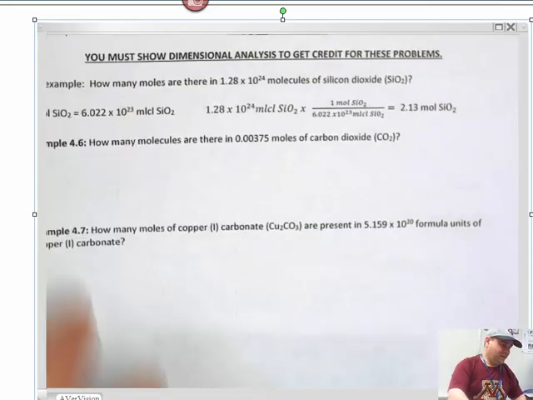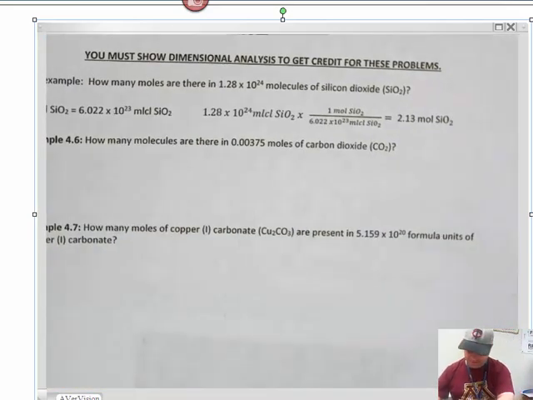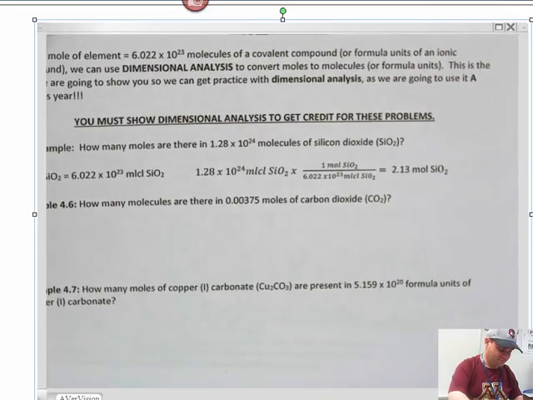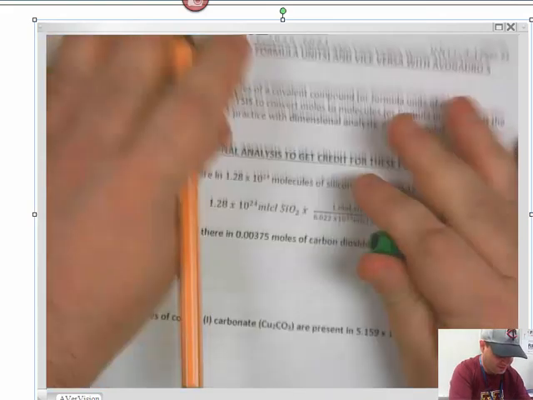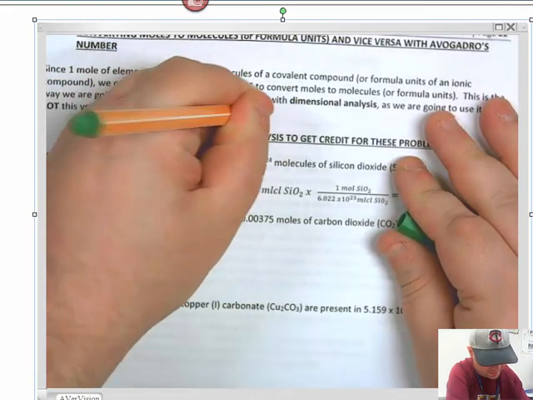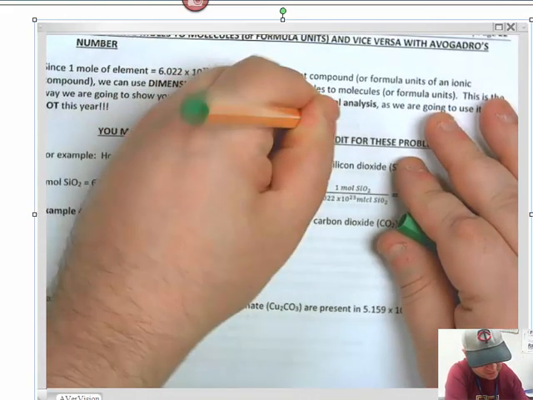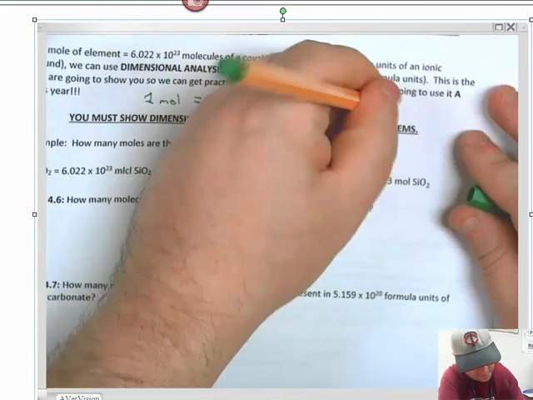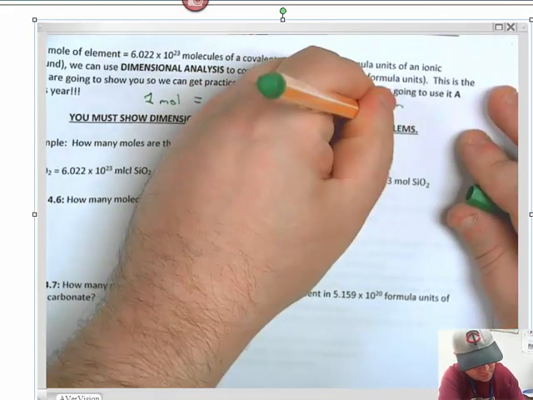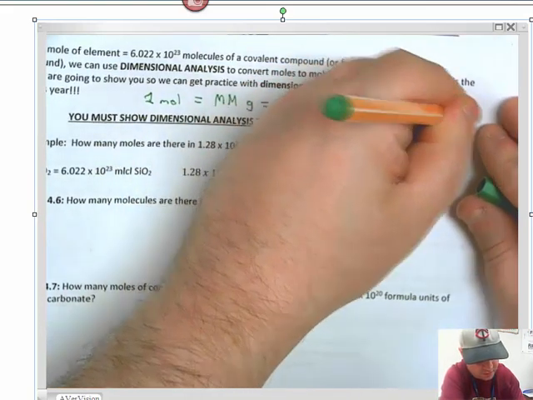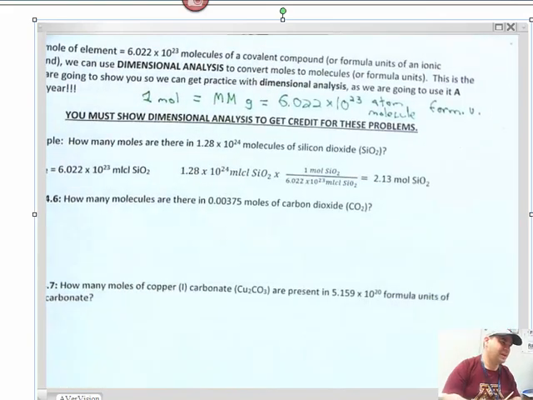Okay, more dimensional analysis here. Now remember, when we're doing this dimensional analysis, the key is you need your conversion factors. You need to know 1 mole equals the molar mass in grams, which equals 6.022 times 10 to the 23rd atoms, molecules, and formula units.